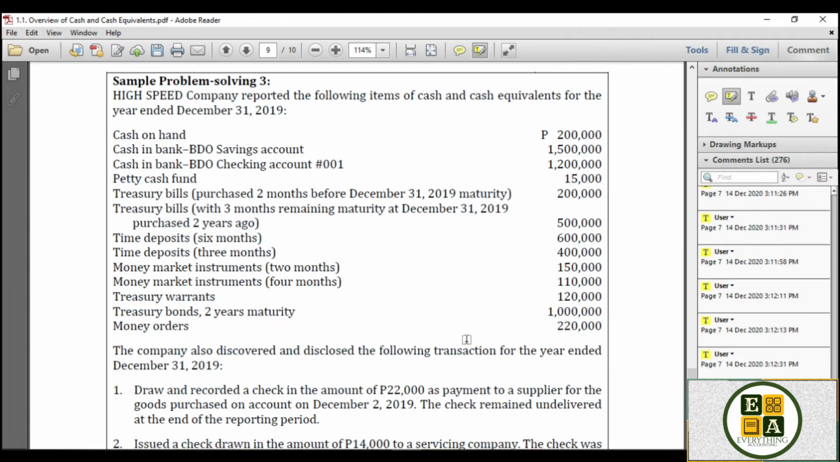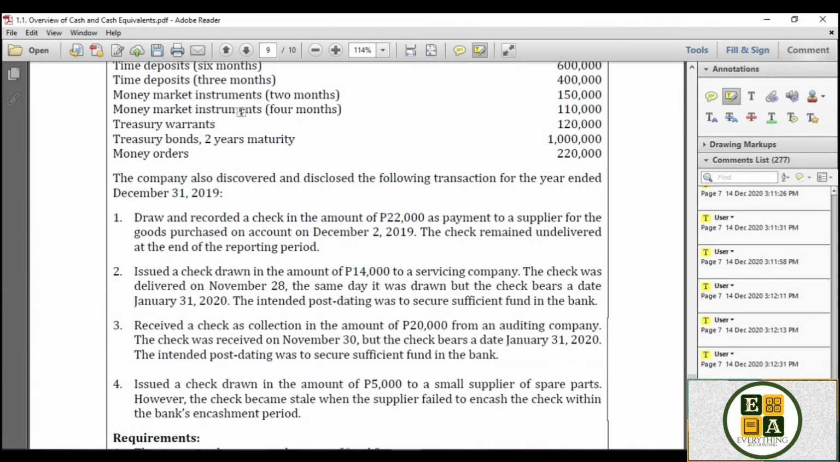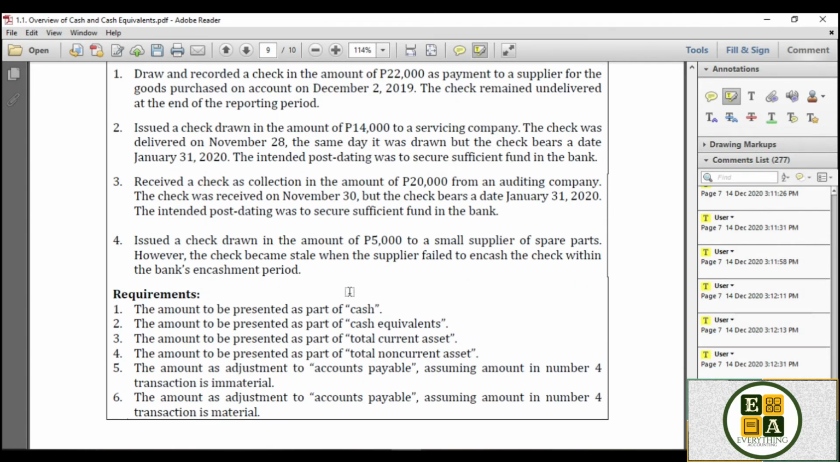Now let's proceed dito sa sample problem solving 3. Okay? So another high-speed company ulit, but this time binigyan lang tayo from cash on hand down to money orders. Then kinombine natin yung problem sa yung items sa problem solving 2. Yung nire-require sa atin this time is sa number 1, part of cash. Number 2, part of cash equivalents. Number 3, total current asset.